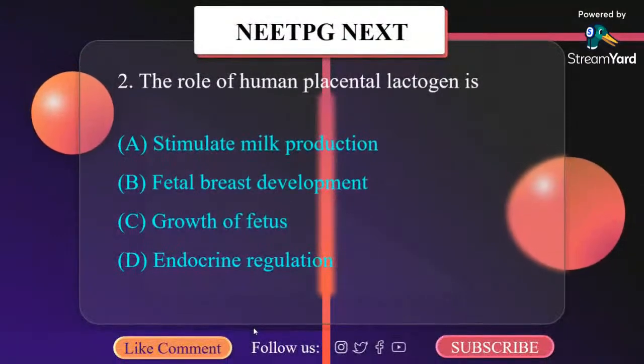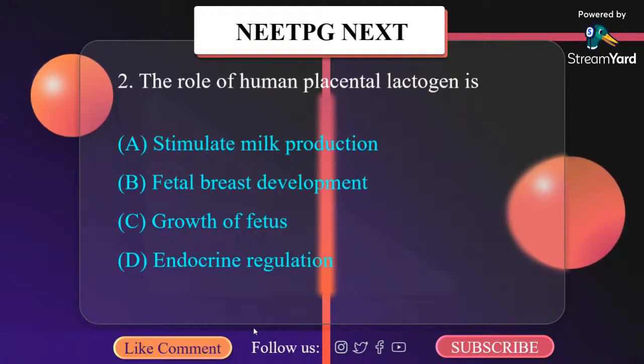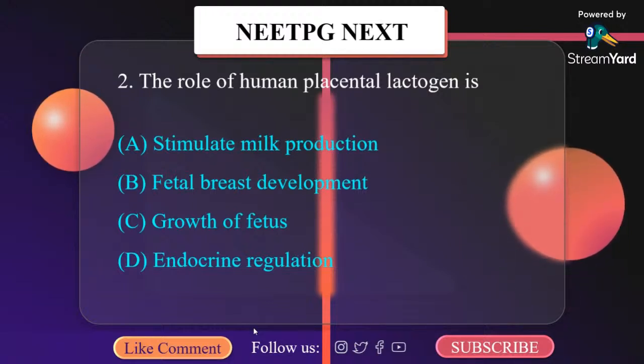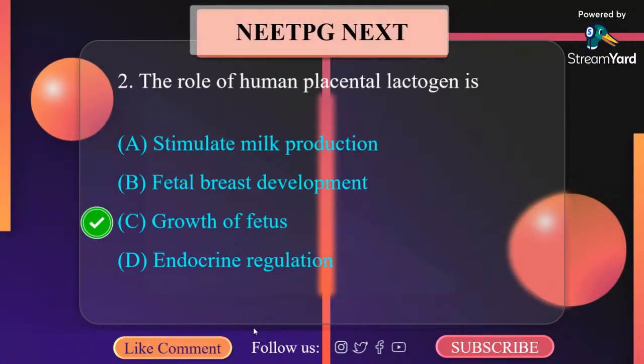The role of human placental lactogen is A. Stimulate the milk production, B. Fetal breast development, C. Growth of fetus, D. Endocrine regulation. It is growth of fetus.